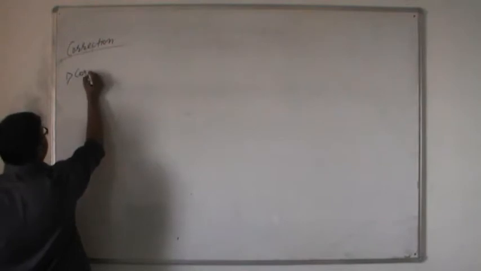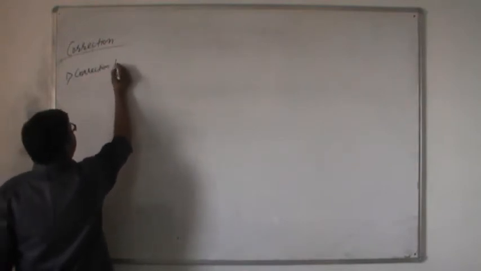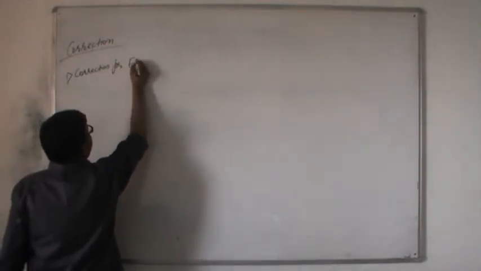So we generally apply three types of correction. Number one is correction for elevation. The first one is correction for elevation.